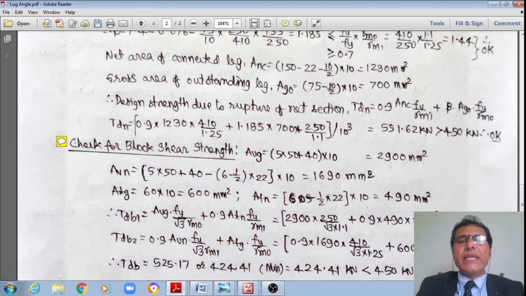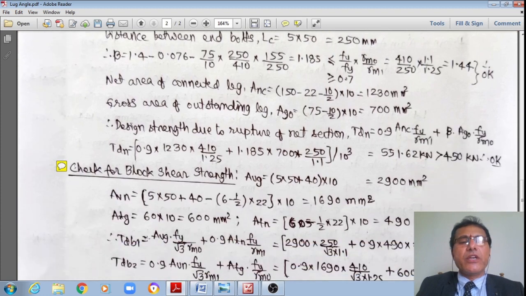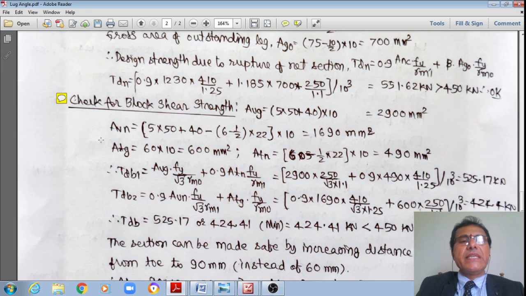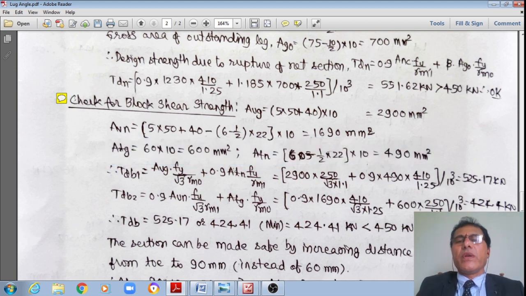Now next one, ATG means what is this? What is this distance, right? 60 mm, right? This 60, from which half the deduction needs to be deducted. Therefore now I would have ATG, gross area along the tension line 2-3, equal to 60 multiplied by 10, 600 mm square, whereas ATN is equal to 60, half the bolt deduction like this, right? 60 minus half multiplied by 22 multiplied by 10 is equal to 490 mm square.